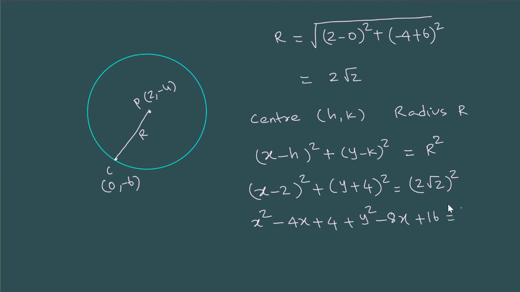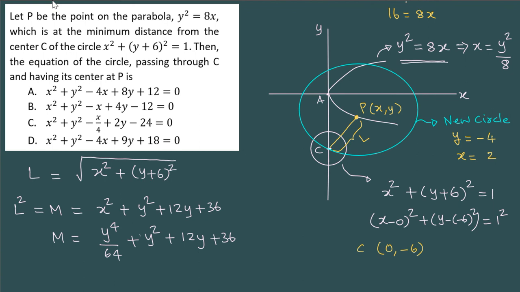On the right hand side, we have 8. So what is this? x square plus y square minus 4x plus 8y, and then if this 8 comes to the left hand side, we have plus 12 is 0. So I think it matches with option A. So the answer is A.